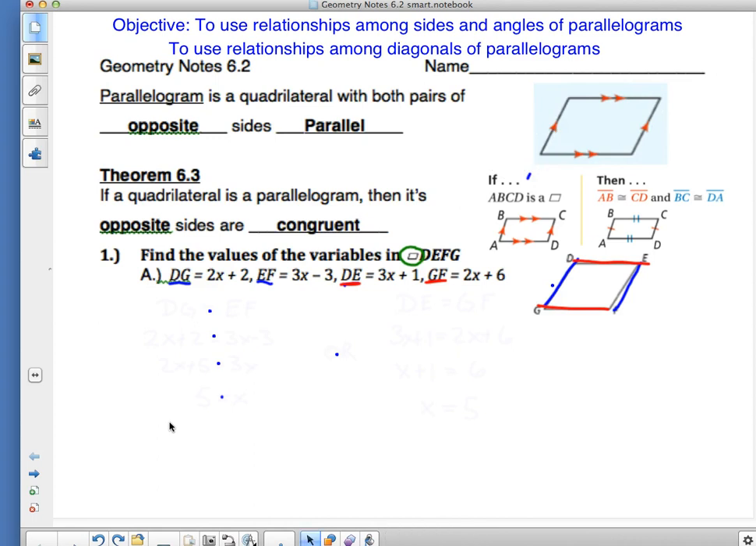But this first thing is the definition of parallelograms, opposite sides are parallel. Now, the second thing, theorem 6.8: if a quadrilateral is a parallelogram, then opposite sides are congruent. The opposite sides are the same measure. So I'm going to have problems like problem 1.